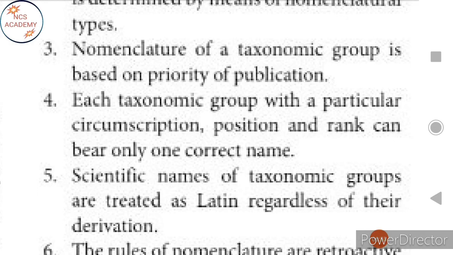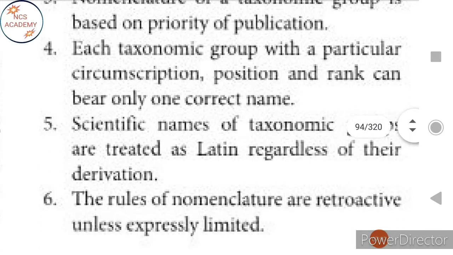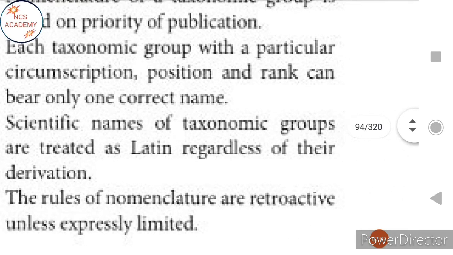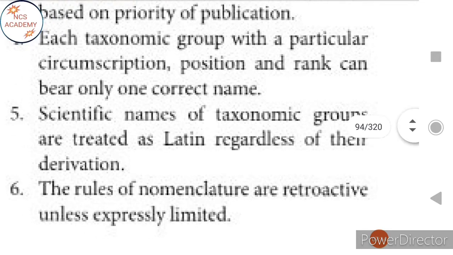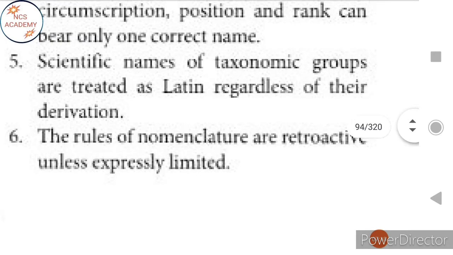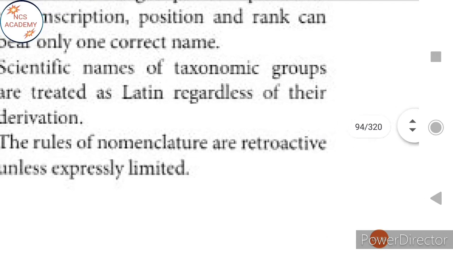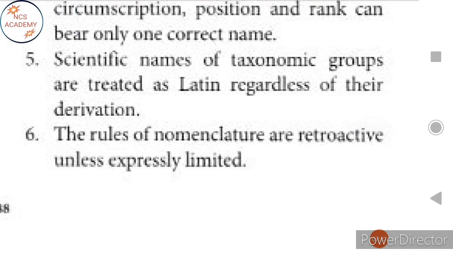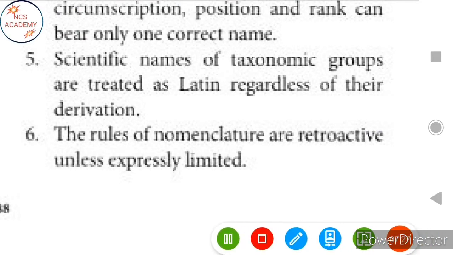You have to give only one name for that. That is also based on some important evolutionary characters. That should be the correct name. Scientific names of the taxonomic groups are treated as Latin regardless of their derivations. First you have to write that in Latin only. The rules of nomenclature are retroactive unless expressly limited. These are the 6 principles of ICN.